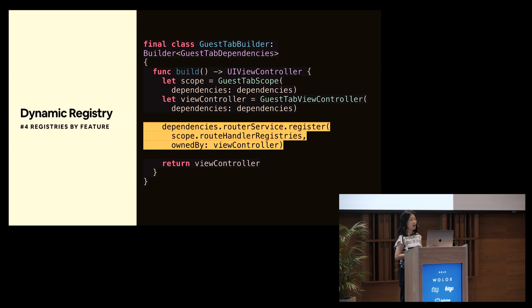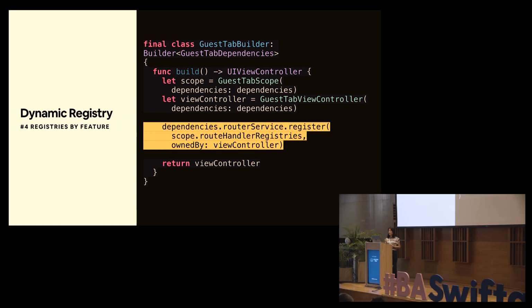And this is showing how we register route handlers for guest scope when its view controller is presented, when it's constructed.